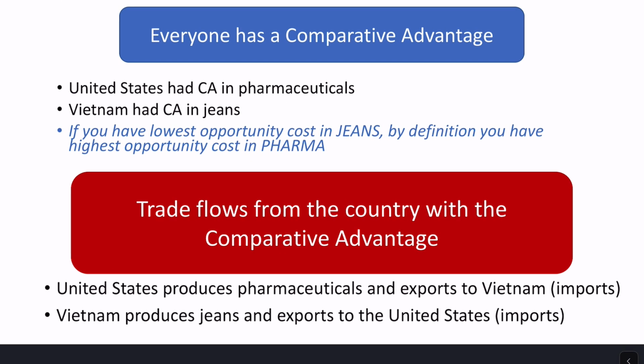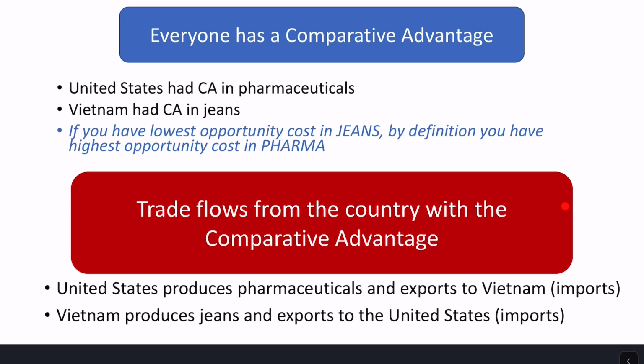To reiterate, this is an important thing. Everyone has a comparative advantage in something. The United States has a comparative advantage in pharmaceuticals. Vietnam has a comparative advantage in genes. The idea here is if you have the lowest opportunity cost in genes, by definition, you have the highest opportunity cost in pharmaceuticals. Now, how is trade going to work with this?